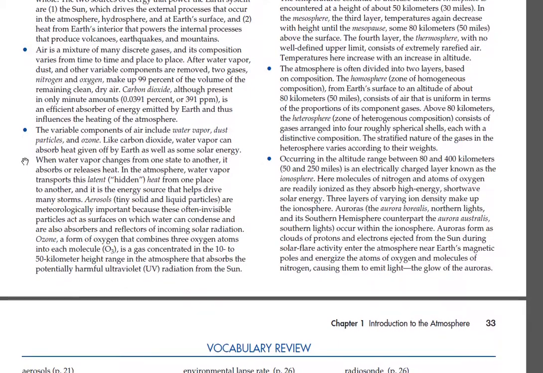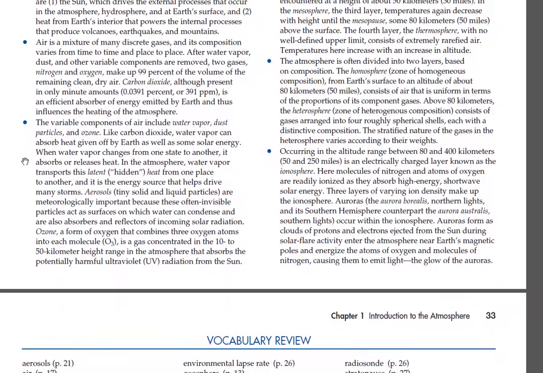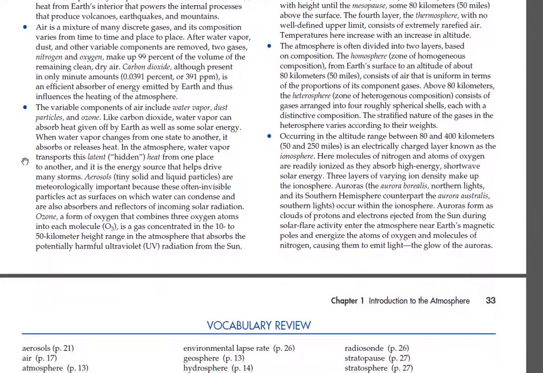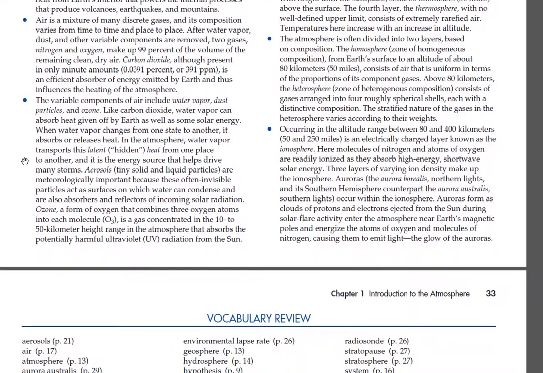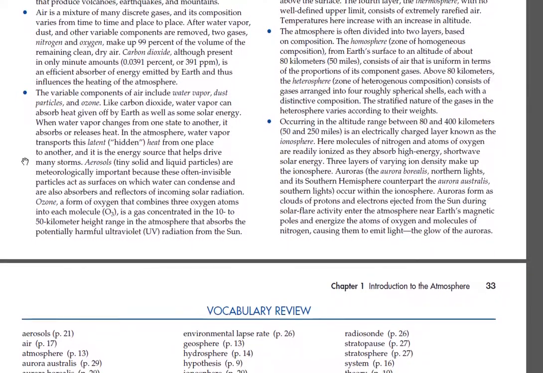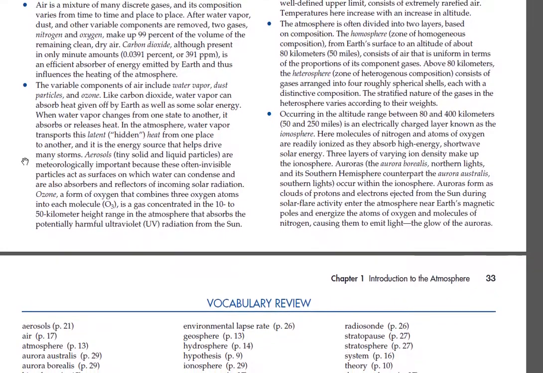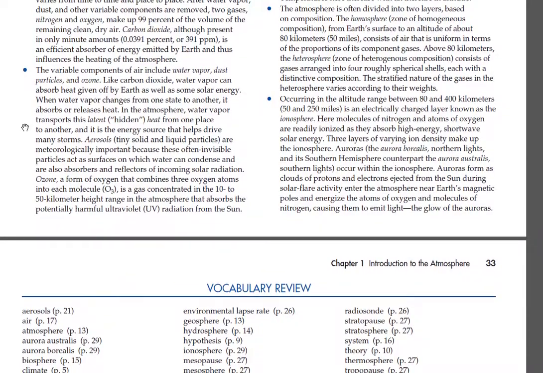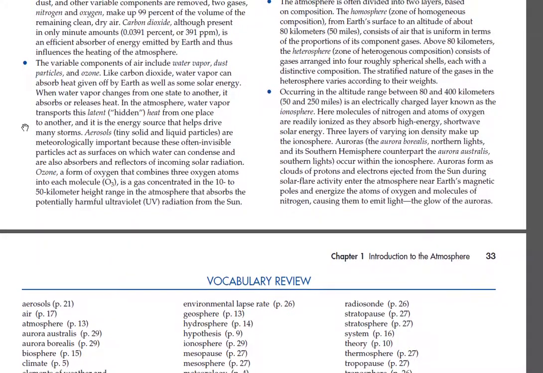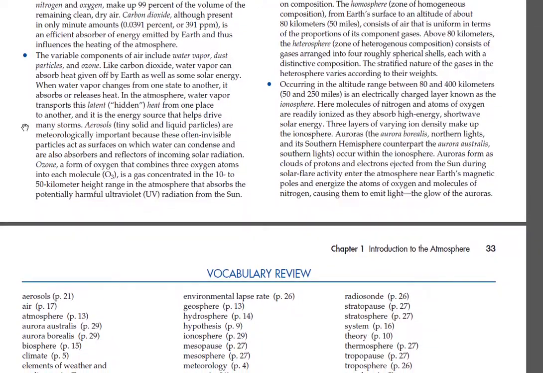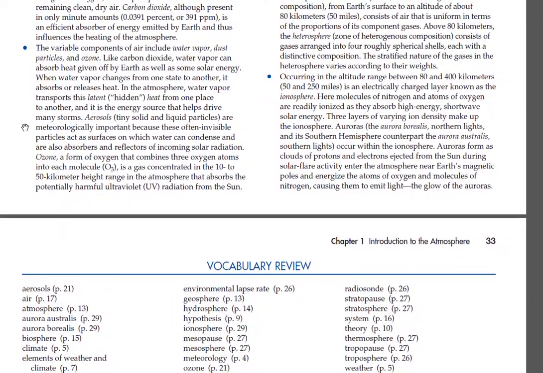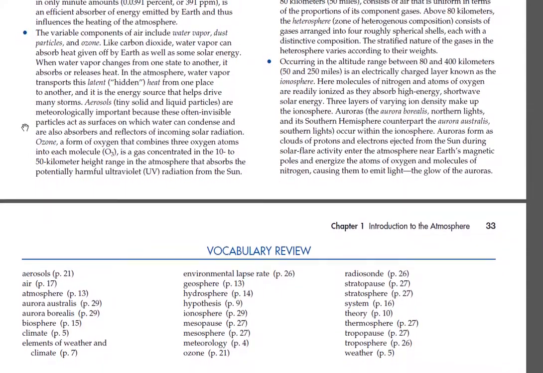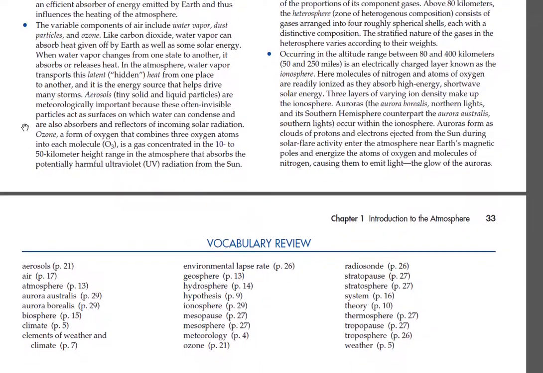Like carbon dioxide, water vapor can absorb heat given off by Earth as well as some solar energy. When water vapor changes from one state to another, it absorbs or releases heat. In the atmosphere, water vapor transports this latent, hidden, heat from one place to another, and it is the energy source that helps drive many storms. Aerosols, tiny solid and liquid particles, are meteorologically important because these often invisible particles act as surfaces on which water can condense and are also absorbers and reflectors of incoming solar radiation.